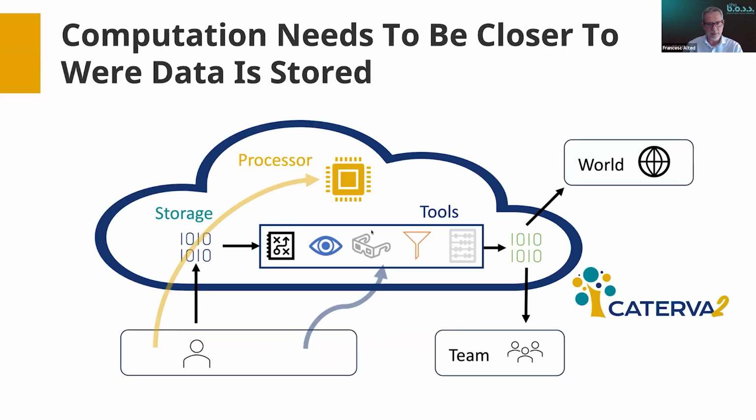So Caterva2 is about bringing all the tools and the computing capabilities that you have in your local environments into the cloud, and being able to use these processor and tool capabilities in order to process the data where the data is stored, which is in the cloud. Okay, so this is essentially what Caterva2 is providing. And then you can share the results of your data analysis with your team or with the world.